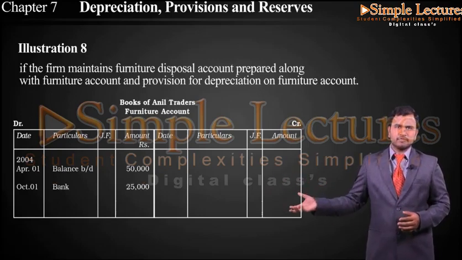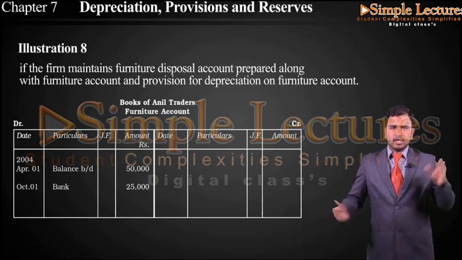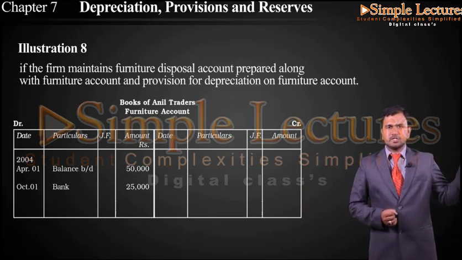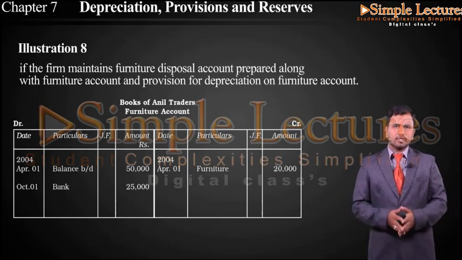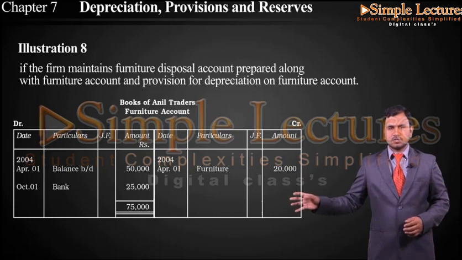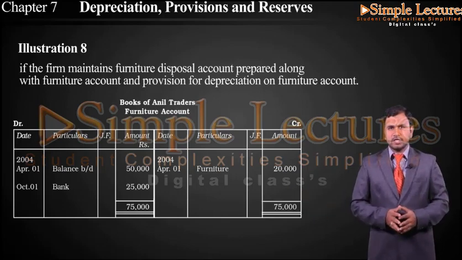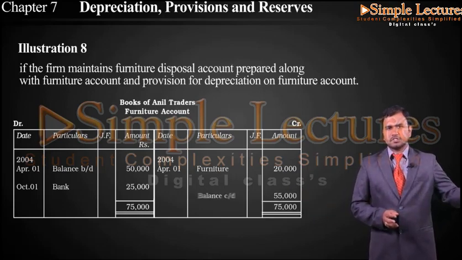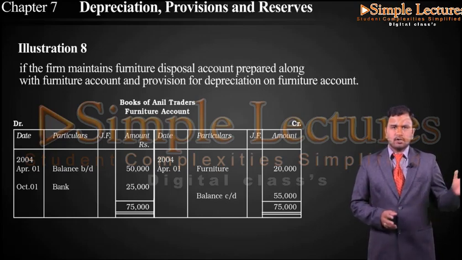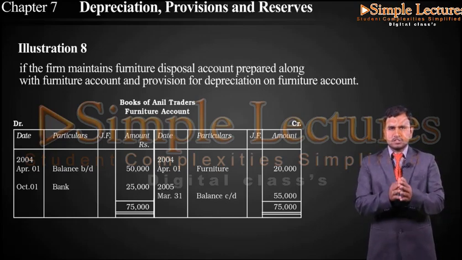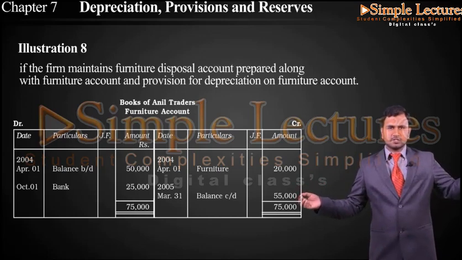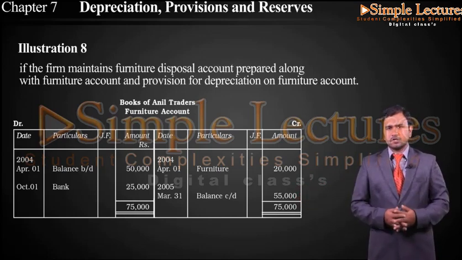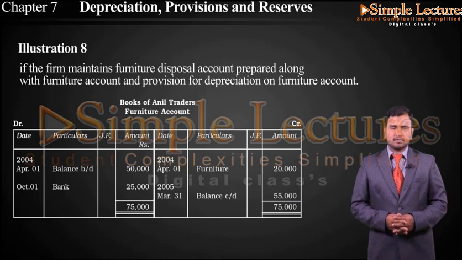So the total asset we have is 75,000, and the asset sold is for 20,000, and it will be shown as 1st October, furniture disposal 20,000. Then the account will be closed here: 75,000 total on the debit side, the same on the credit side. Then 55,000 will be considered as balance carried down on 31st March, which means the total asset we have is 75,000, 20,000 worth of asset is sold, and the leftover asset in the organization is 55,000.